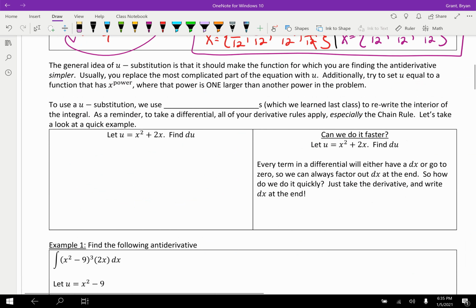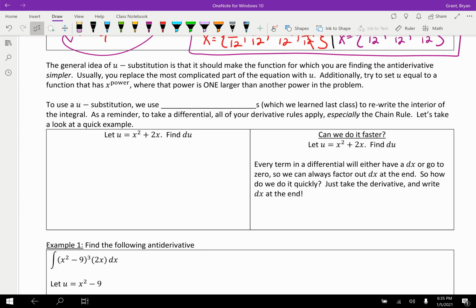I mentioned before that generally when you do a U-substitution, whether it's a trig function, an integral, or a factoring problem, your goal is to make it look easier. So what we're going to keep in mind is that as we go through, we're going to try to replace the most complicated part of our expression with u. We're also going to be looking for a function that has x to some power, where that power is 1 larger than another power in the problem. And that will make more sense in a bit. We'll come back to this a bunch.